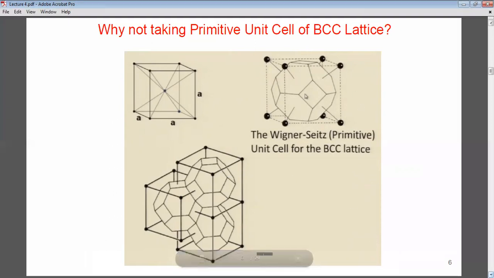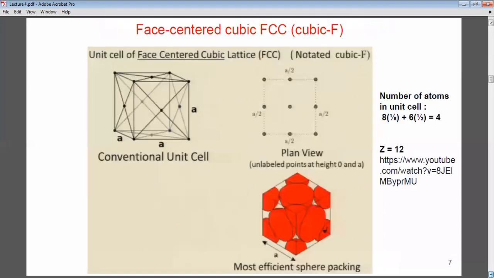Now, there is one more type of lattice that we need to discuss, which is the face-centered cubic lattice, FCC, or cubic F. We start with the simple cubic lattice that has 8 lattice points at all 8 corners, okay? And then on each face, there are 6 faces of the cube, I insert 1 lattice point in the middle. So the conventional unit cell looks something like this.